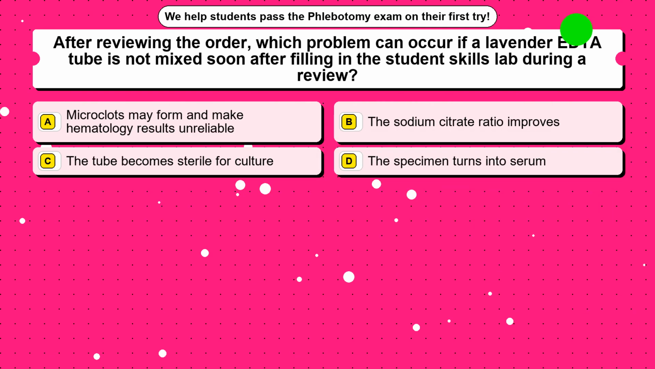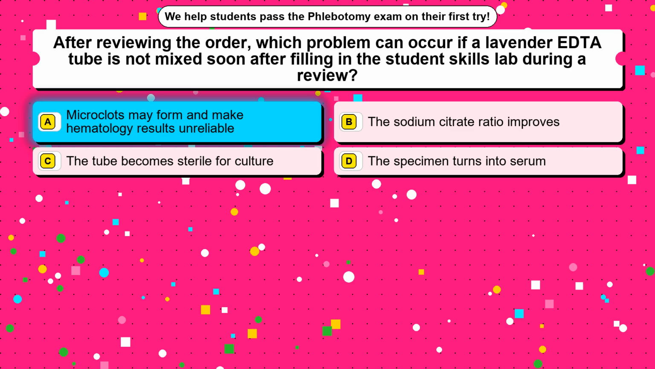Question 10. After reviewing the order, which problem can occur if a lavender EDTA tube is not mixed soon after filling in the student skills lab during a review? Option A, microclots may form and make hematology results unreliable. Option B. The sodium citrate ratio improves. Option C. The tube becomes sterile for culture. Option D. The specimen turns into serum. The correct answer is option A.